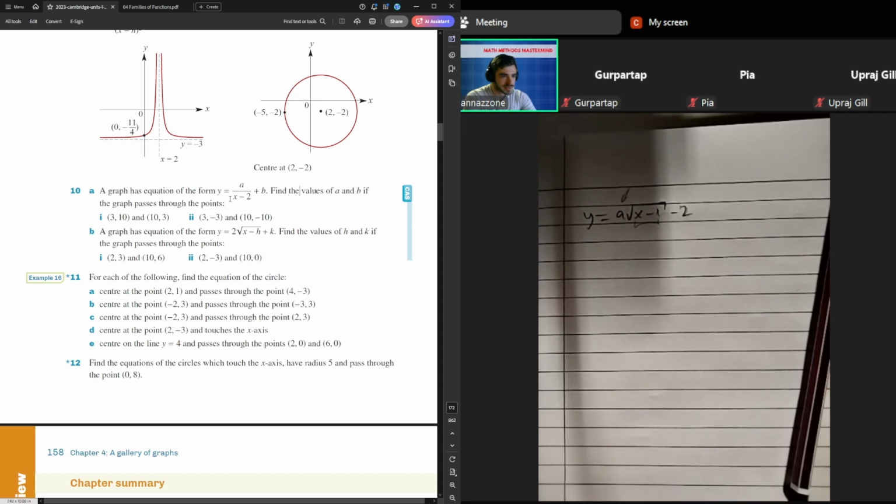Not too sure why this is CAS, to be honest. I guess I don't really trust you to do this tough arithmetic with 10s and 3s, but really it is the same thing as before. You've got some A, you've got some B, 2 points, 2 unknowns, simultaneous.